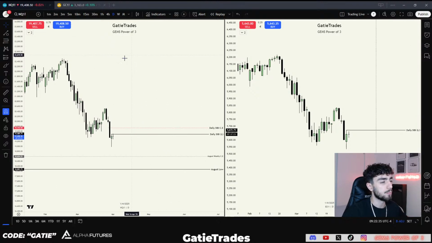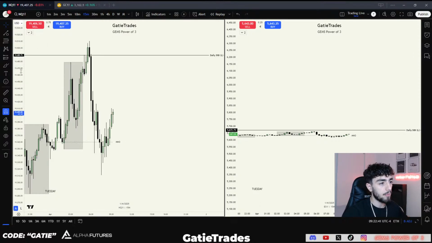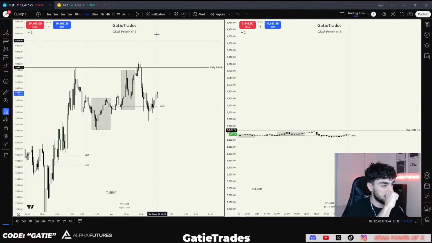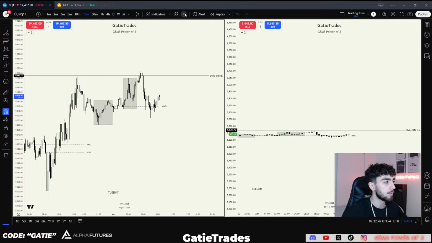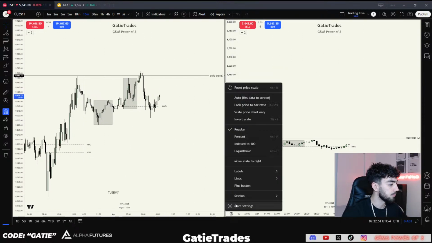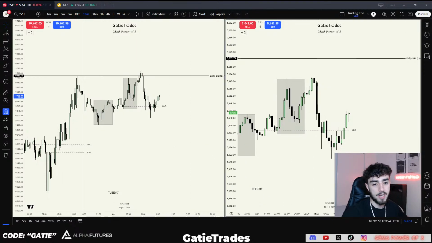What indicator do you use? The only indicator I use is the one that says GatieTrades right here. And then the one that says midnight opening right here. That's it. Okay, 9:22. We'll cover bias in like a minute.